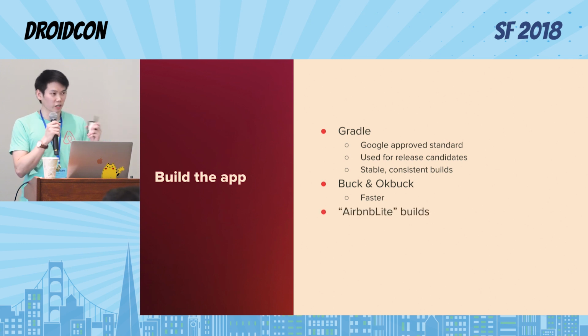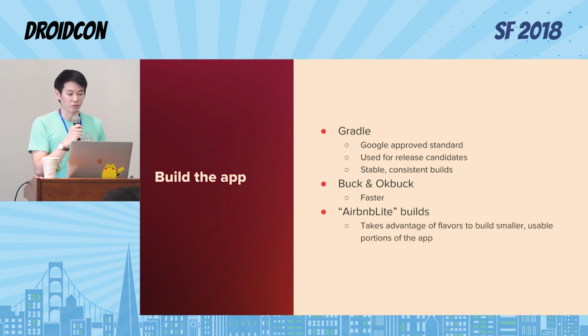And the last one is what we call Airbnb light builds. So it's actually something where we take advantage of flavors to build kind of smaller, usable portions of the app. Basically, for example, if you only work on messaging for any given day, you probably don't need to build out like the listing page with your compiled app, right? You just want to test your messaging features. So we built a system around this so that engineers can only compile what they actually need.